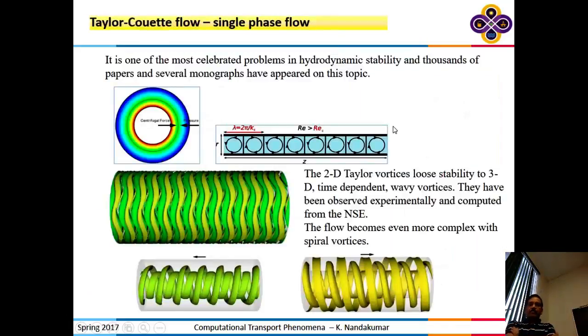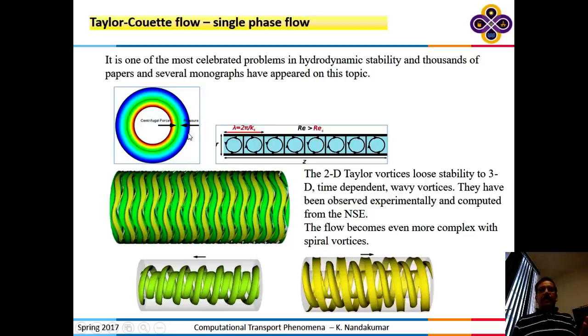This is the fascinating structure that the Taylor-Couette problem shows. Okay? On the top left-hand side here, you see the simplest flow. The inner cylinder is rotating, the outer cylinder is stationary, and it is axisymmetric. By axisymmetry, I mean the axis is at the center. Okay? By going around it, I see the same profile. If I take a radial cut and look at what the profile looks like, it will be the same along any radial cut. And that's what makes it an axisymmetric problem.